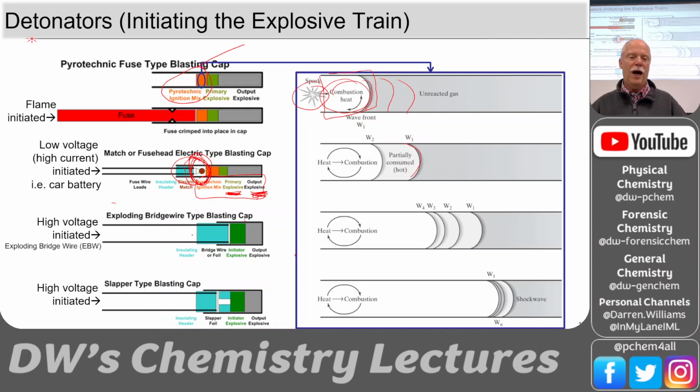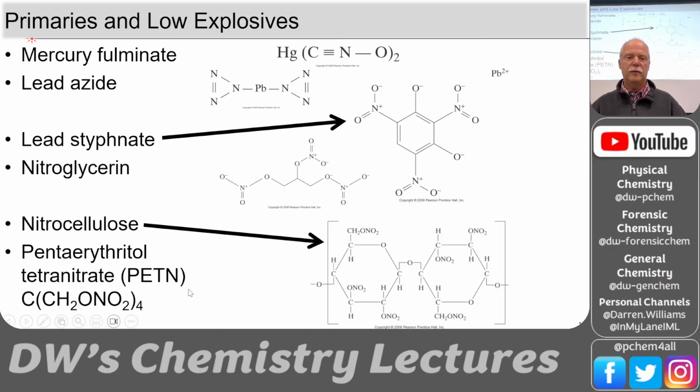You know, more high-tech ones would be these exploding bridge wires and slapper type detonators. And these would be military grade or some other kind of government sponsored activity. So let's look at the molecules. We've got a couple of minutes. So these are mercury fulminate and lead azide, lead styphnate, nitroglycerin. These are all primaries.